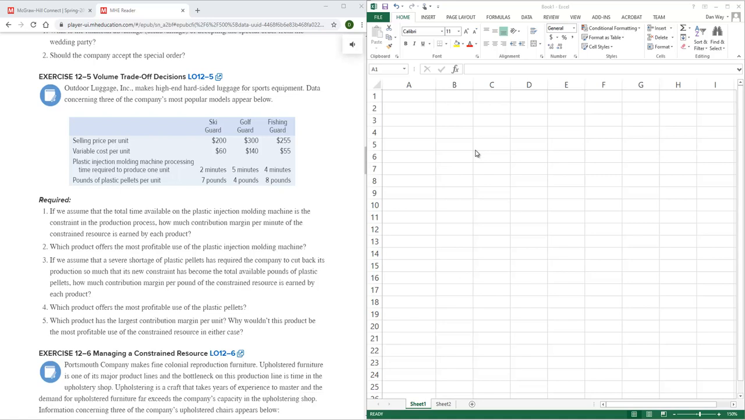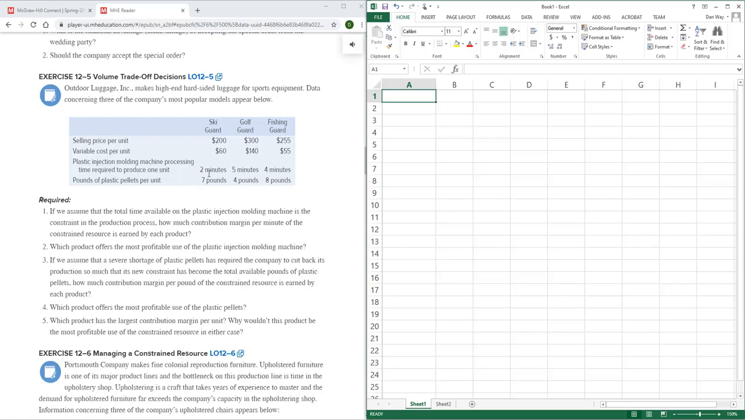Next on our list of practice is exercise 12-5, a volume trade-off decision. We're going to look at how to potentially make the best use of limited resources, some things you're reading about in chapter 12. So 12-5 said Outdoor Luggage makes high-end hard-sided luggage. Here's data concerning 3 of their most popular models, the Ski Guard, Golf Guard, and Fishing Guard. So we know the selling price per unit, the variable cost per unit, and then how much injection molding machine processing time 1 unit of each product takes, as well as how many pounds of plastic pellets each unit of this particular product takes.